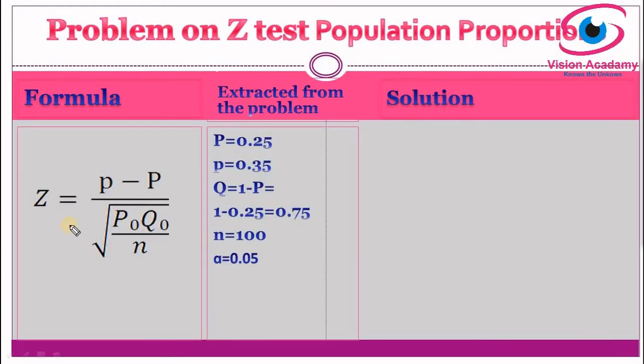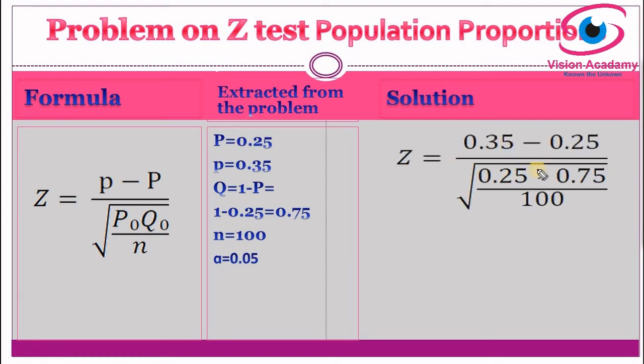Very importantly, the formula we will use for the Z-test for a population proportion is Z equals small p minus capital P, divided by the square root of capital P times capital Q divided by n. Here we have gathered all the relevant information extracted from the problem: capital P, small p, Q, n and alpha. Now we can apply the formula directly. On the right side I have applied the formula to the problem.